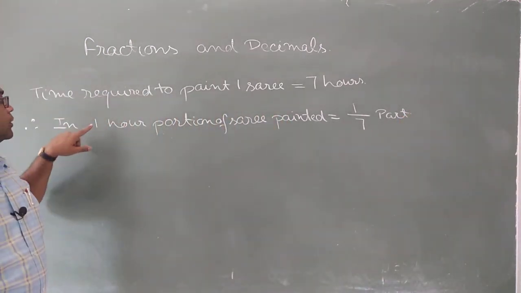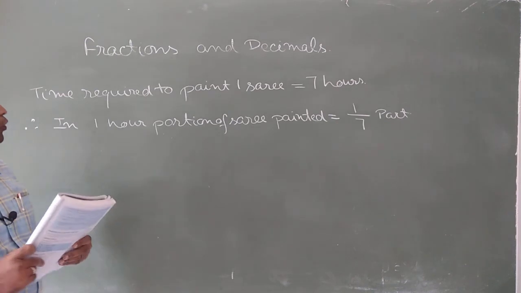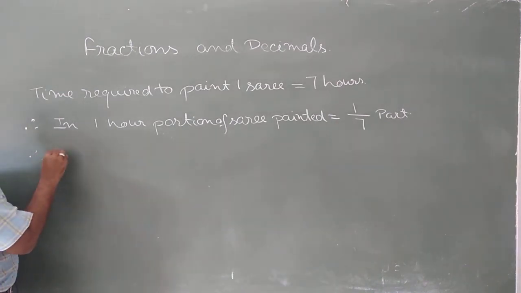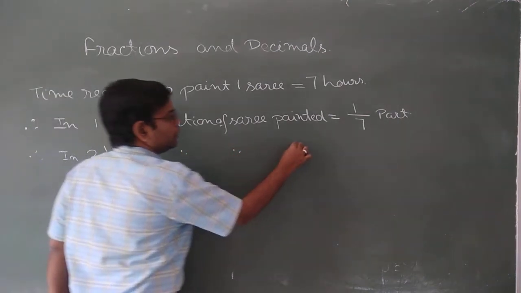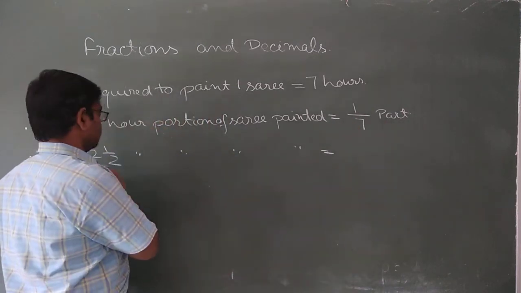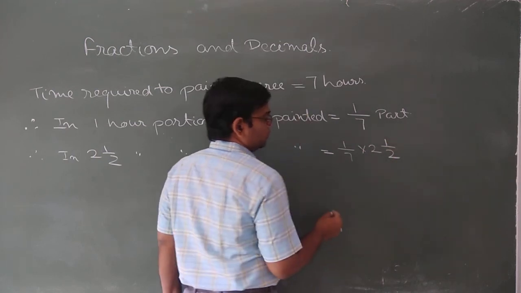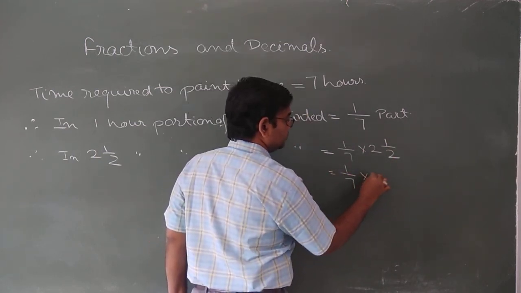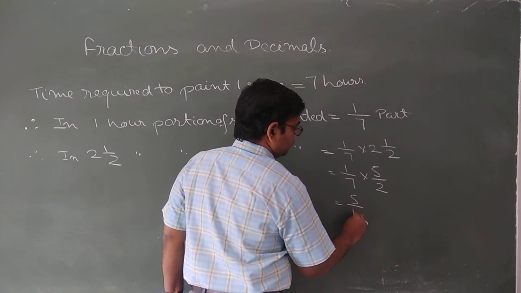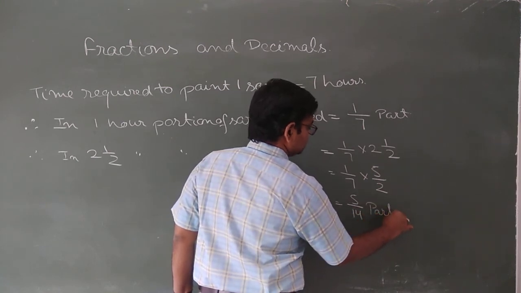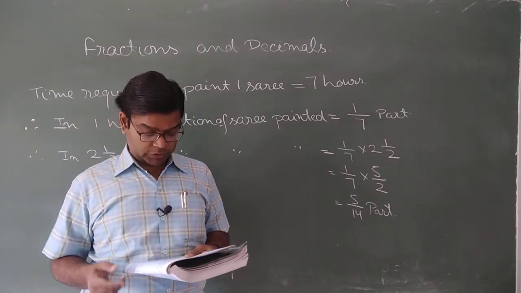We divide 1 by 7. Now the remaining question says in 2 whole 1 upon 2 hours. Therefore in 2 whole 1 upon 2 hours, the portion of sari painted equals, we multiply this by this: 1 upon 7 multiplied by 2 whole 1 upon 2. If we simplify 2 whole 1 upon 2 into 5 upon 2, we can write 5 upon 14 part. Clear? And similarly, we solve the next part.